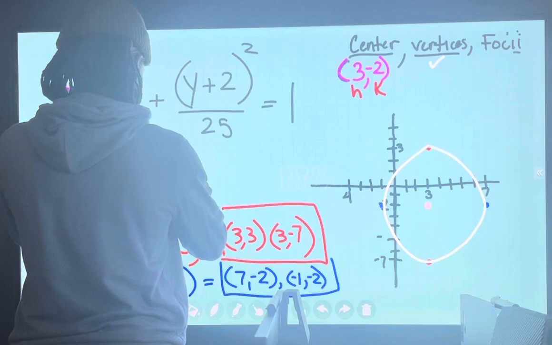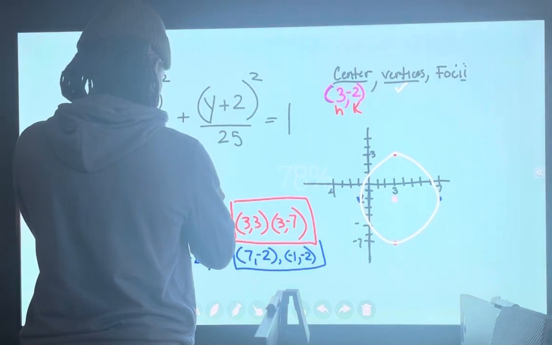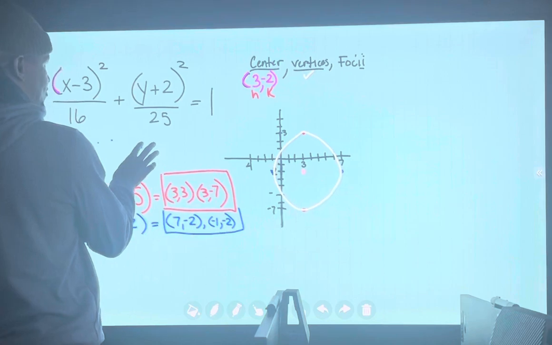I think I drew it wrong somehow. Ruth, you got it? I think so.